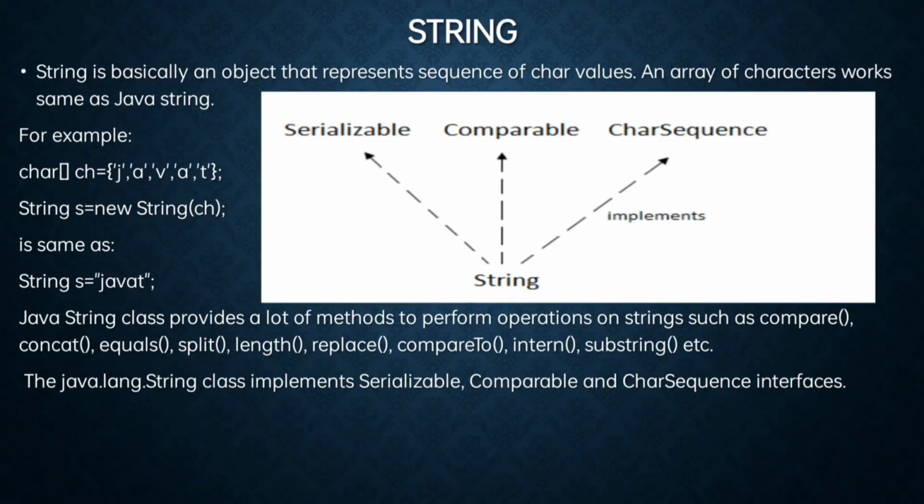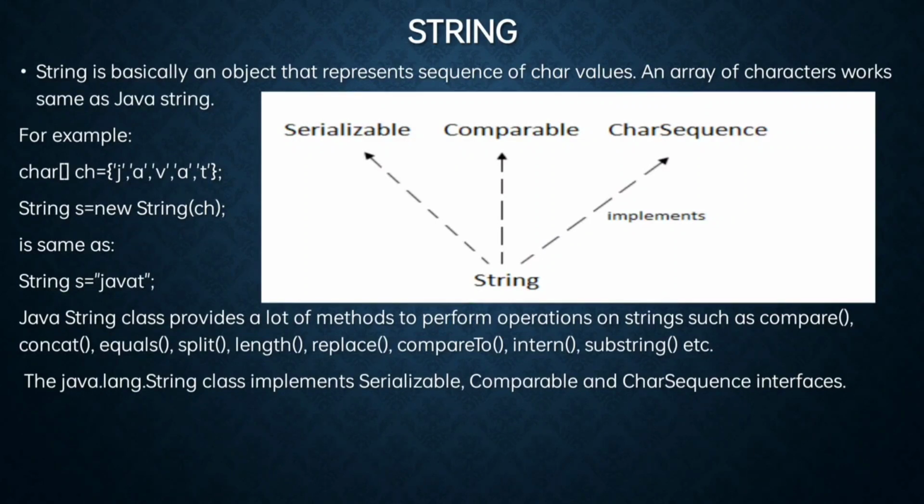Now let's discuss String. String is basically an object that represents a sequence of char values. An array of characters works the same as a Java string. Just take an example. char[] ch = {'j','a','v','a','t'}. So now String s = new String(ch), passing ch as an argument. It is the same as String s = "javat".